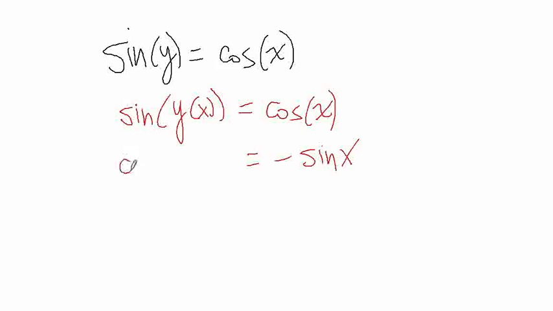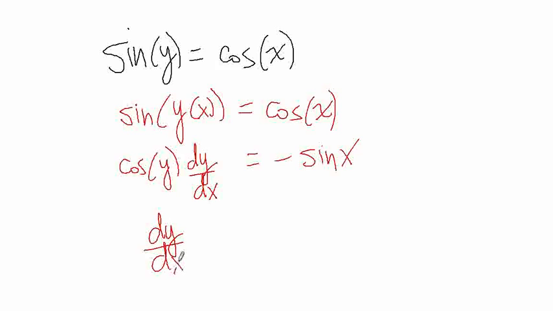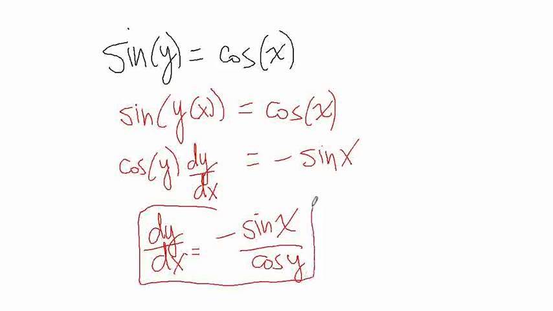Okay, so I'm going to write cosine of y times dy over dx. That's what the chain rule would give us. If we were taking the derivative with respect to y, yes, we wouldn't have that dy over dx there. Okay, now we can solve for dy over dx, and it's equal to minus the sine of x divided by the cosine of y. See that?